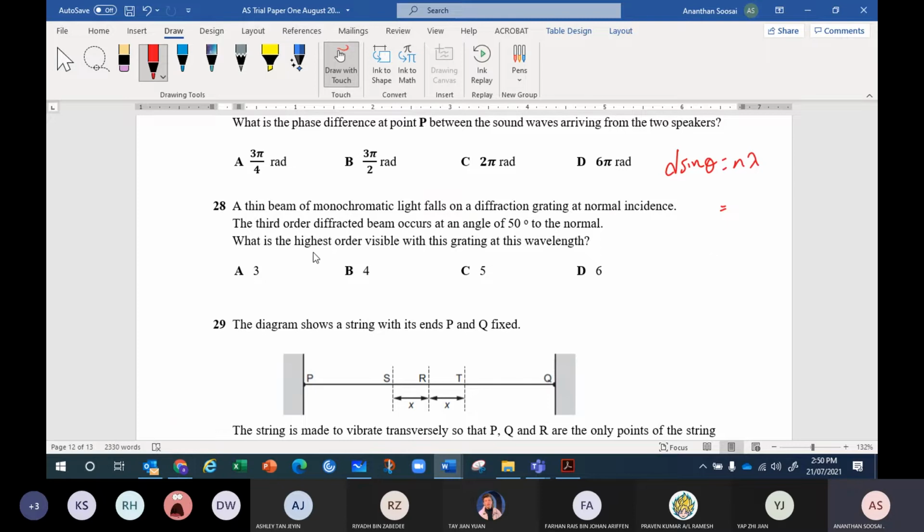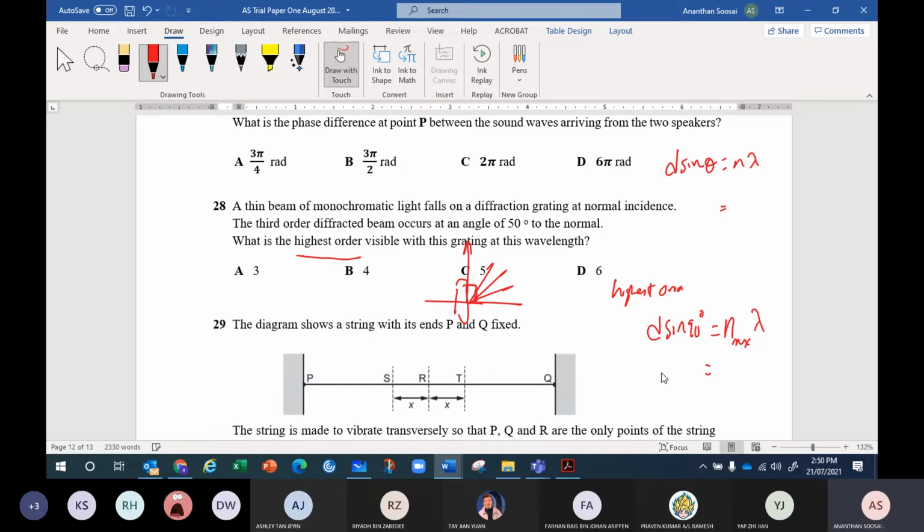The question wants the highest order. So for the case of the highest order, n becomes n max, and theta becomes 90, so the sine becomes sine 90. Because in a diffraction grating there is first order, second order, third order, the maximum order you can observe is at 90.